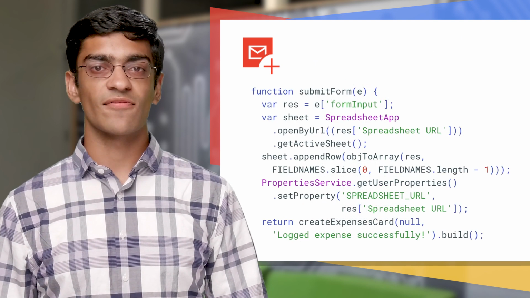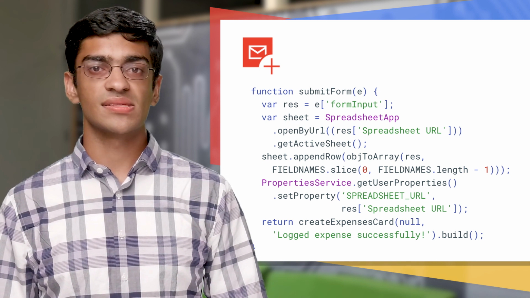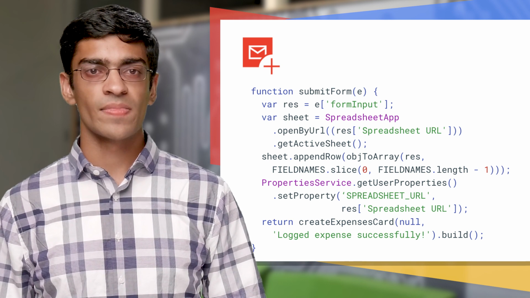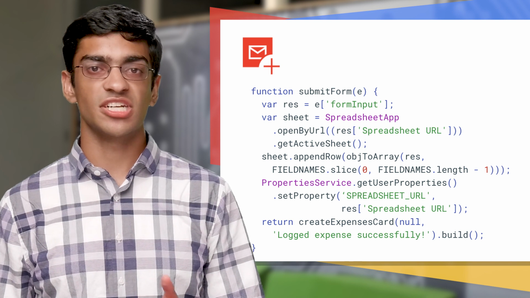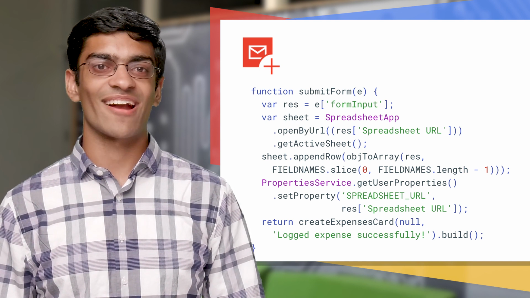Once the user submits the form, we need to push that data into a Google Sheet. The first part validates the form values, then it adds a new row into the sheet specified by the URL. Note we've left out the error checking code so as to focus on adding the expenses to the sheet. And that's it. You've now seen the key pieces of a Gmail add-on.